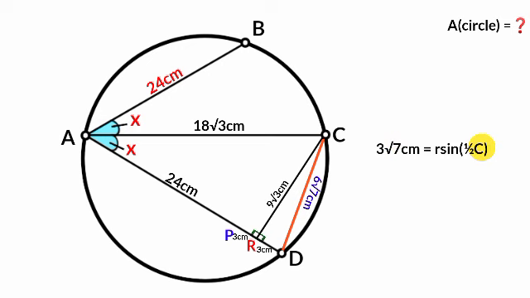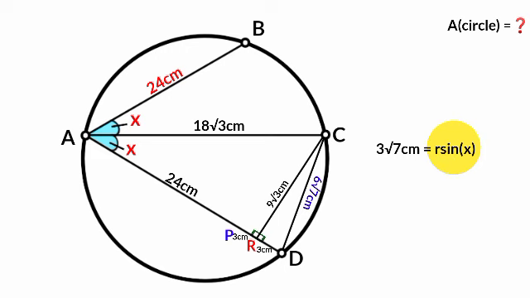C is the angle called CD subtend to the center. We don't have it here, but we can see this angle x is subtended by arc CD to the circumference. The angle at the center we know is twice the angle at the circumference. So since C is the angle at the center and this x is at the circumference, C will be equal to 2x. Substituting here, 3 root 7 centimeters equal to r sine 1 over 2 open bracket 2x. 1 over 2 open bracket 2x is x.